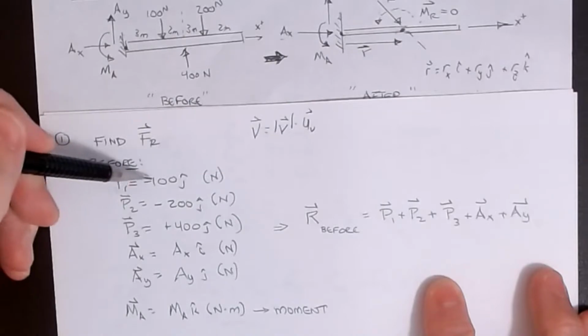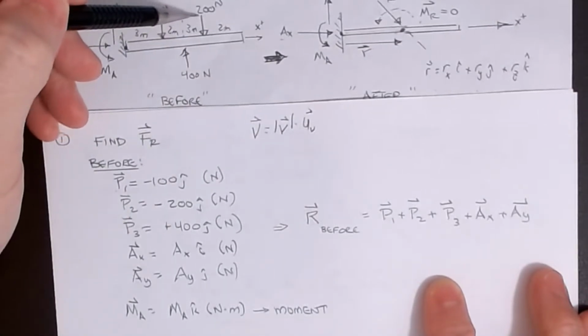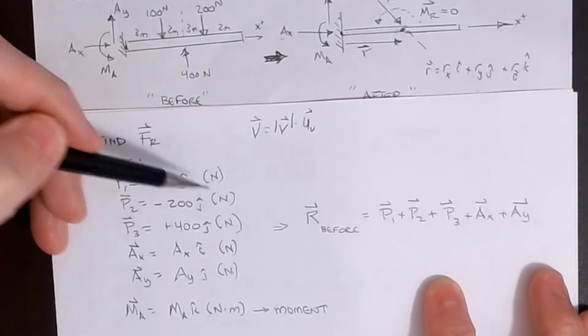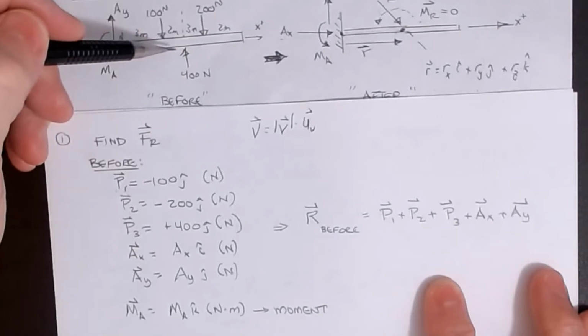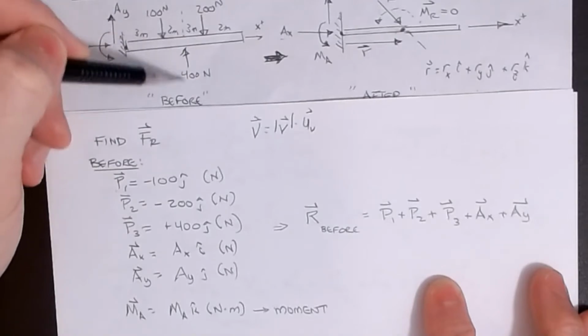So this vector is minus 100 J newtons. Okay, P2, we said I went ahead and called that the 200 Newton force acting down. So that's a minus 200 J newtons. P3 is a 400 J Newton force, and it's positive because it's acting up.